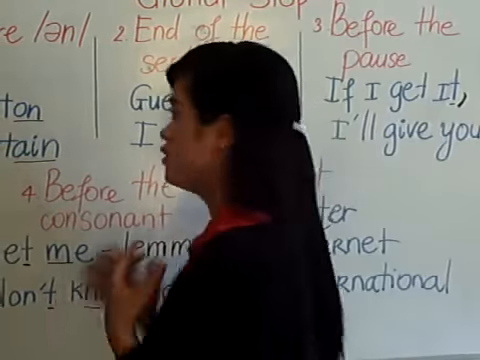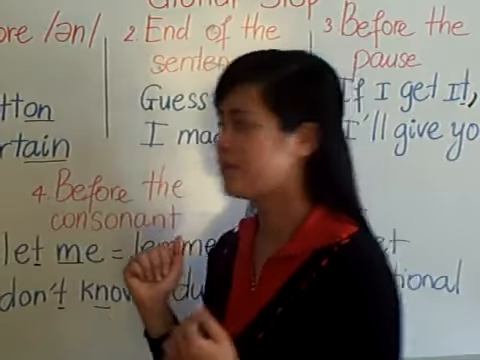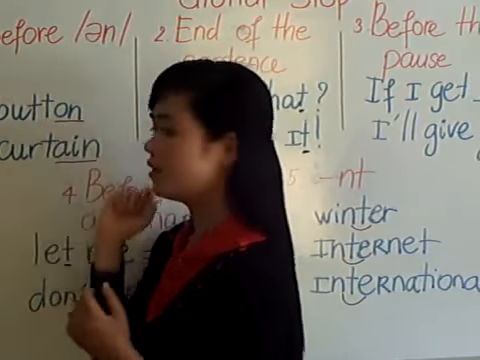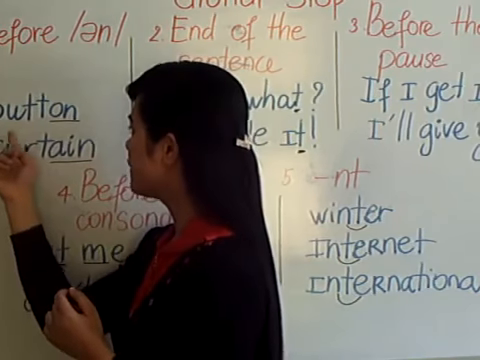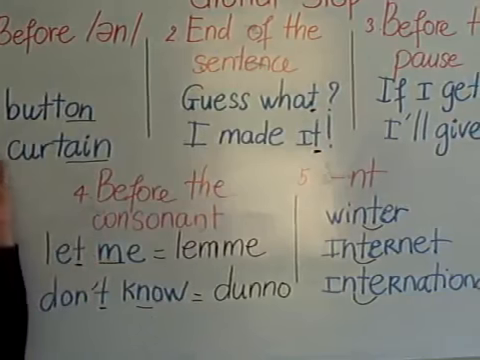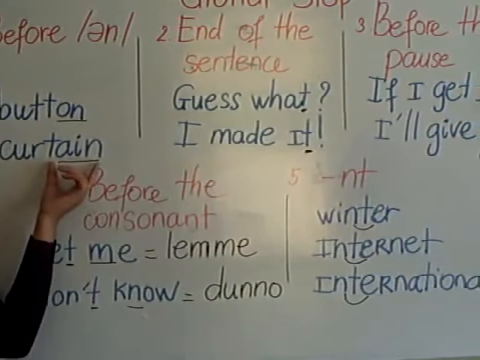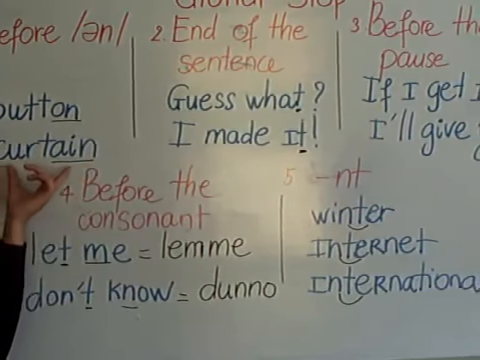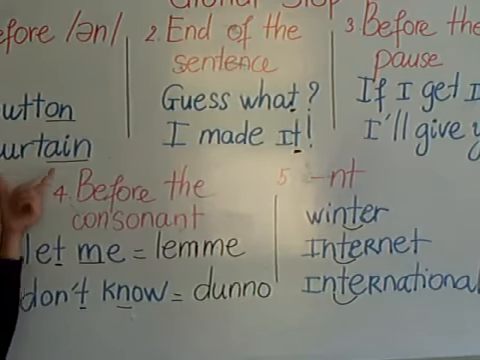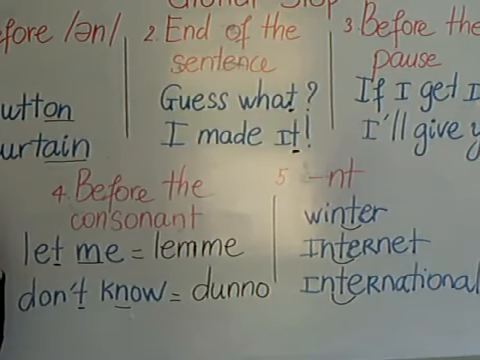The first, you pronounce a glottal stop when the letter T goes before the sound N. For example, button, curtain. Can you see that? The sound N is contained in each word. So we say button, curtain, not button with a clear T.